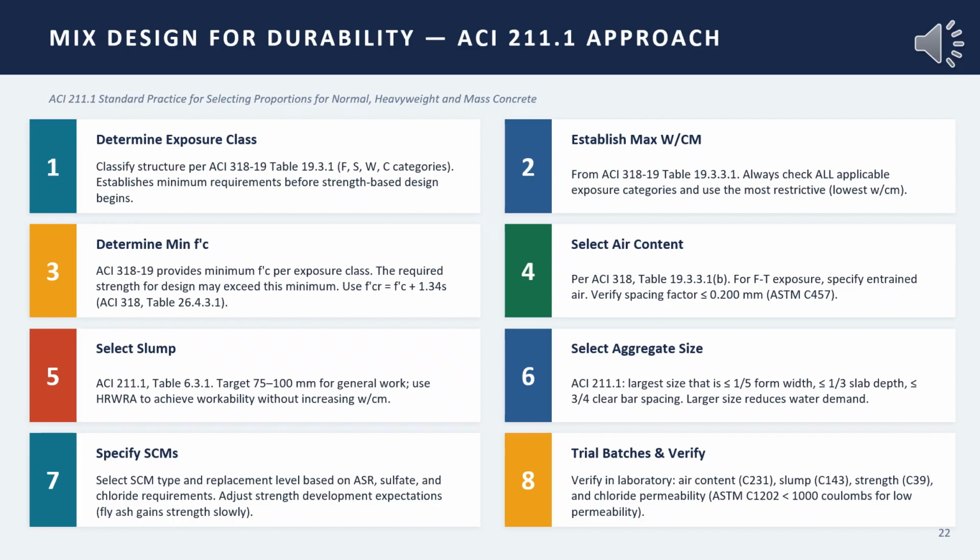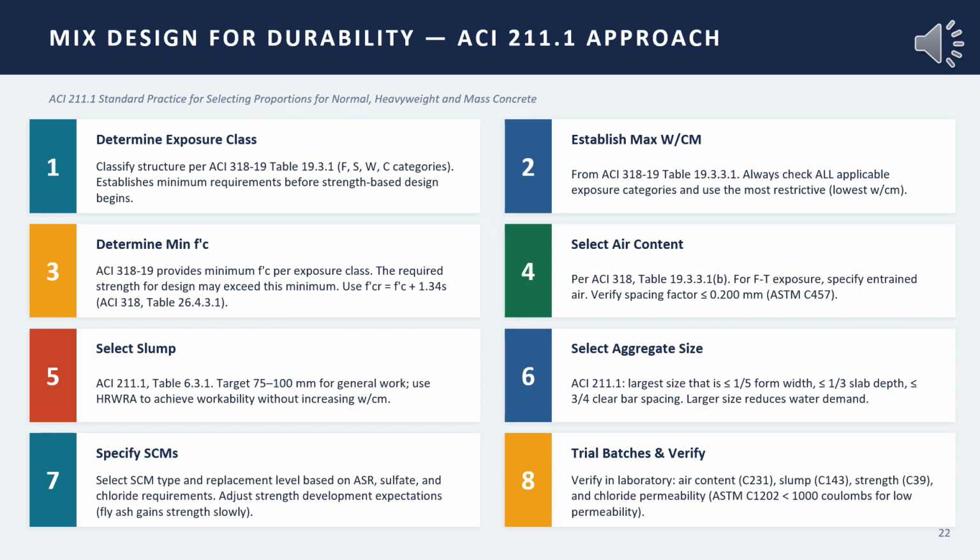Step 6, select maximum aggregate size. You can take the guidance from three provisions. First, the aggregate size should be one-fifth of the form width. The second provision is that the aggregate size should be less than one-third of the slab depth. And the third provision is that the aggregate size should be three-quarters of the clear bar spacing. All these limits are specified in ACI 211.